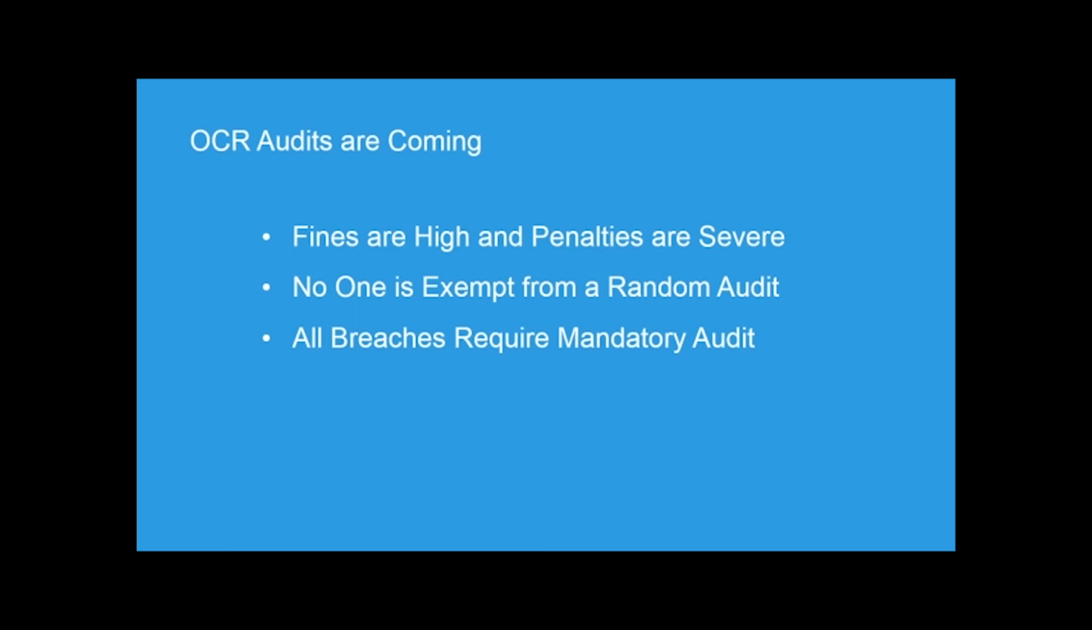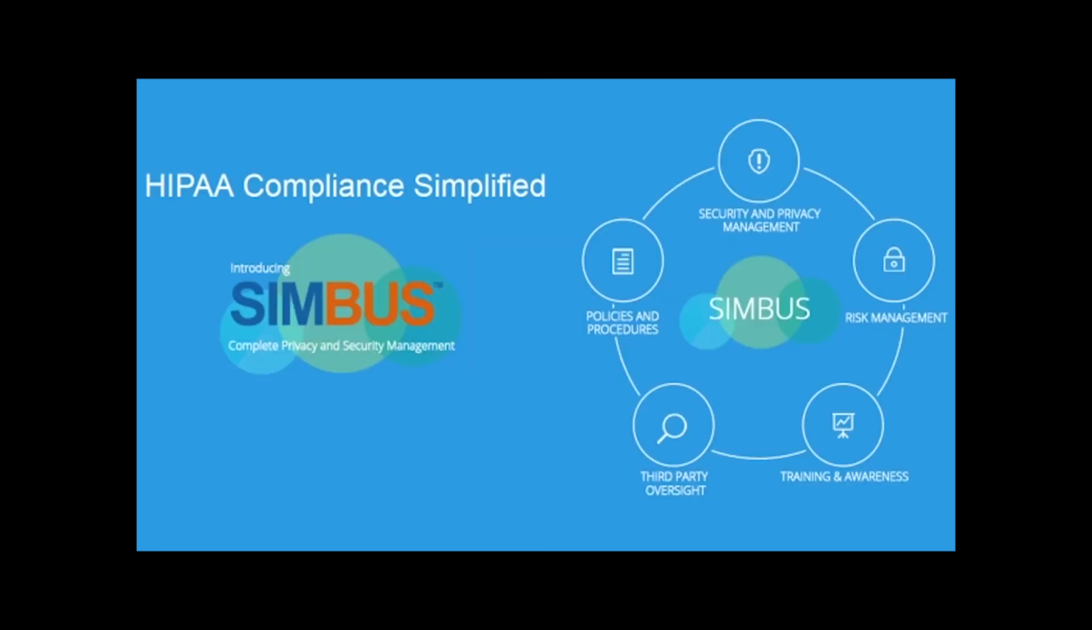Bottom line is you need to get compliant. We have a program called SYMBUS. SYMBUS is a program that we basically feel we finally simplified compliance. We cover all 5 areas of compliance to include security and privacy management, risk management, training and awareness, full third-party oversight, and we offer our policies and procedures.